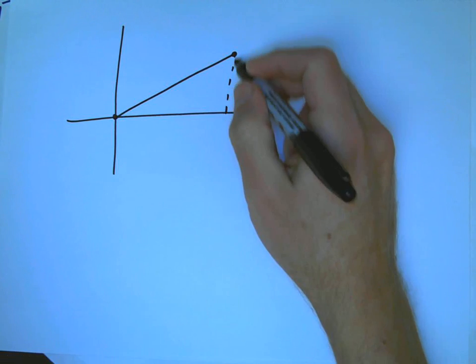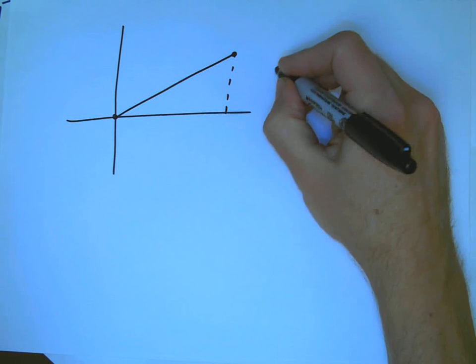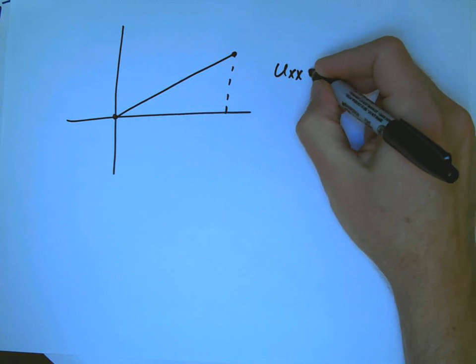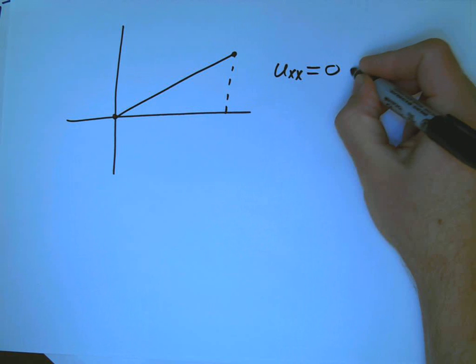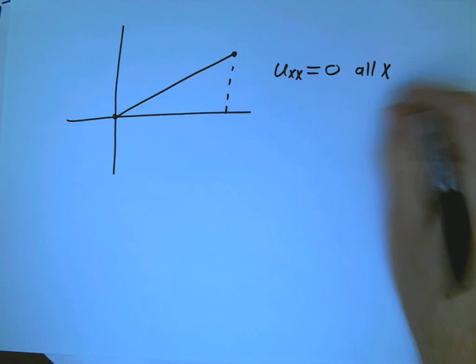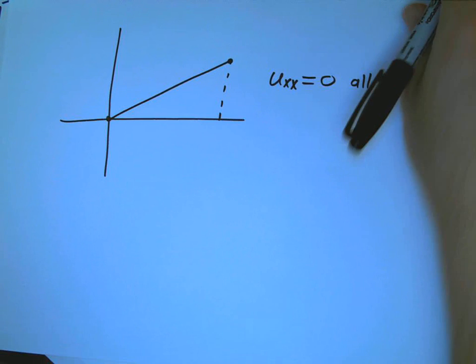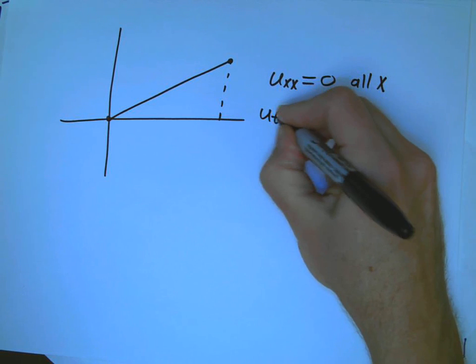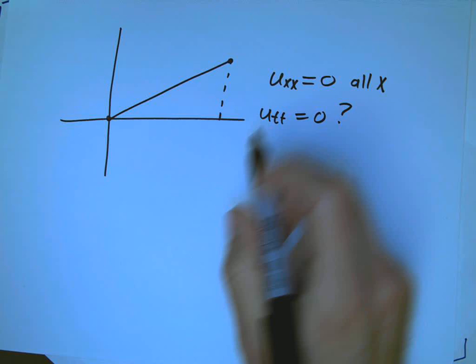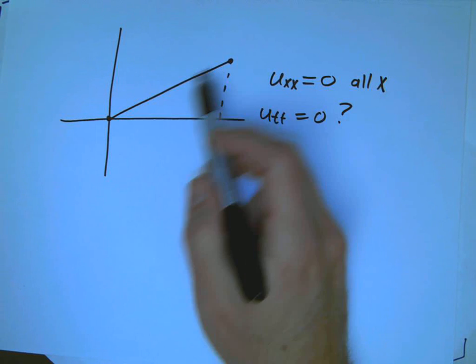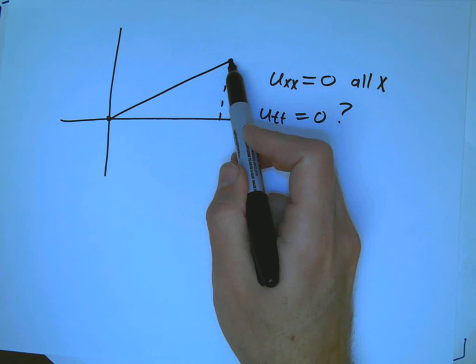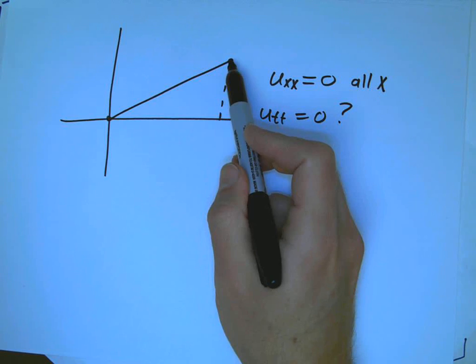Well, if I just held the string here, and then I held the string over here at some fixed displacement, and I have a straight line where uxx is equal to 0 for all x, then I'm predicting that utt should be equal to 0. Well, let's see. Should it be accelerating one way or another?